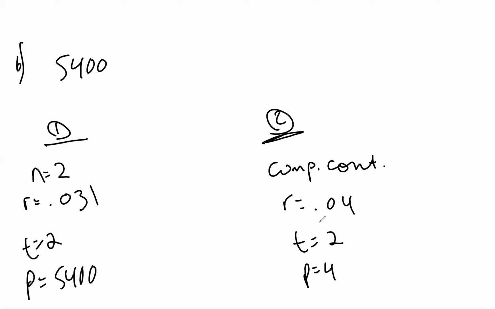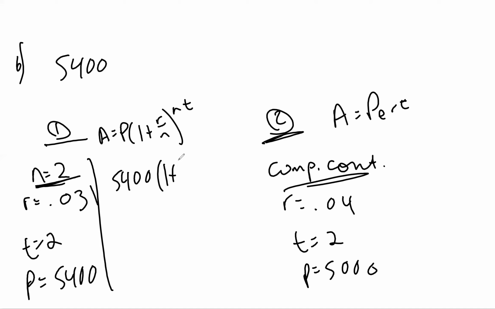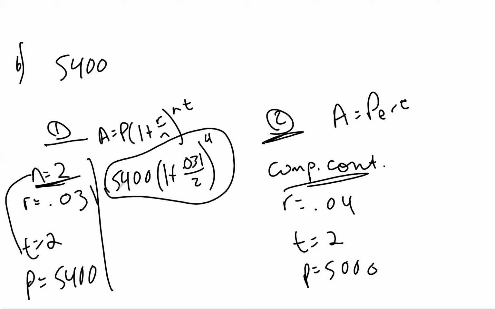And so what we're going to have to do is use both compounding formulas. On this one, since we have an n value, we're going to use A equals P times (1 plus r over n) to the nt. And on this one, since it's compounded continuously, we're going to use the PERT formula. Now it's just a matter of taking everything that I've been given and plugging it in. Over here, I will have 5,400 times (1 plus my rate, which is 0.031, over my n value, which is 2), and here my n times t is going to be 4. And so this is what I type in.